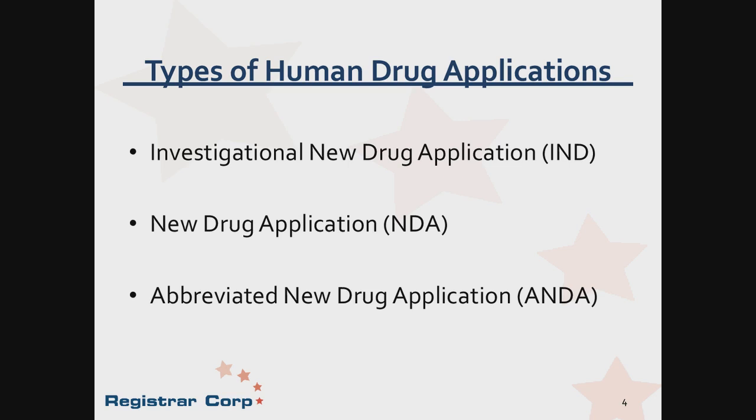An abbreviated new drug application contains data which, when submitted to FDA, provides for the review and ultimate approval of a generic drug product. A generic drug product is one that is comparable to an innovator drug product, which is a new drug application product. So it's comparable in dosage form, strength, route of administration, quality, performance characteristics, and intended use.